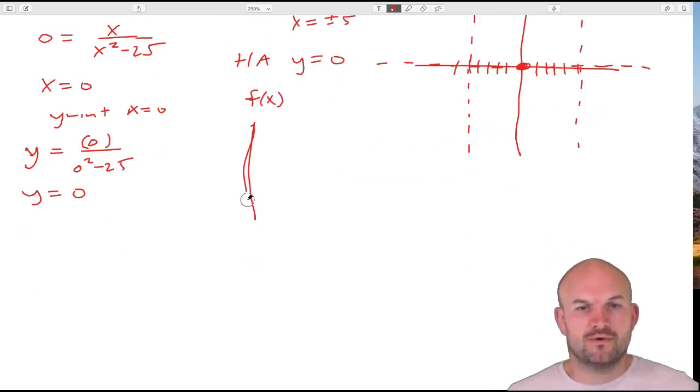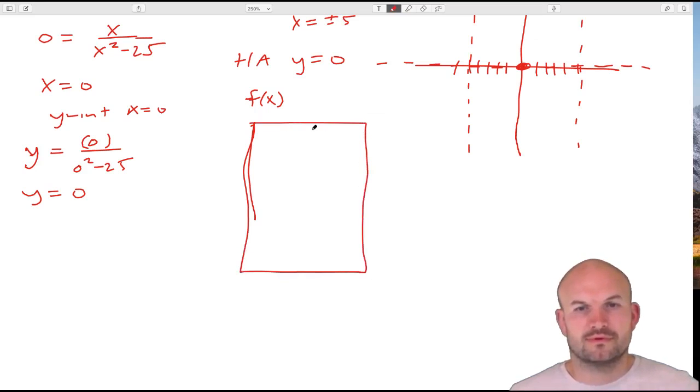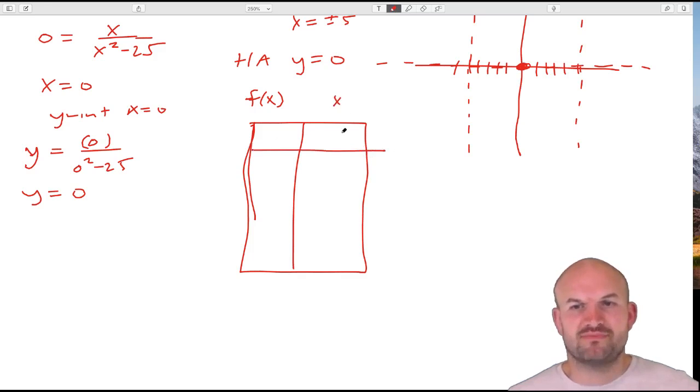All right, so we have f of x and then we have x. Let's pick -6, then 5. Let's do -4.